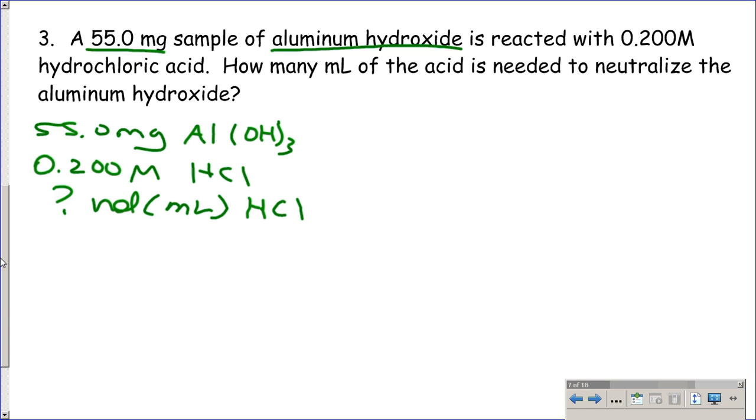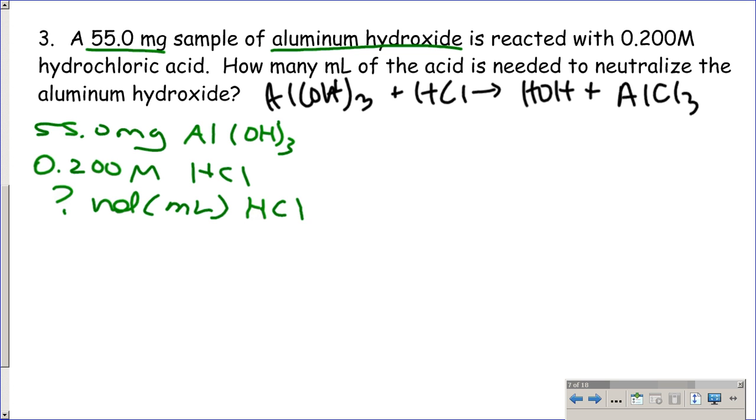All right, so we have very few numbers. 2 numbers, 1 unknown. What's the first thing you want to do? Let's get her done. So aluminum hydroxide reacts with hydrochloric acid to make what? So water, HOH, and aluminum chloride, which is AlCl3. Good. Balance it. 3 in the HCl, okay.